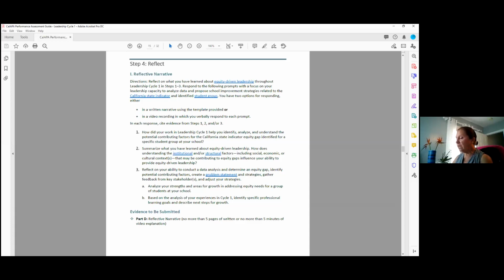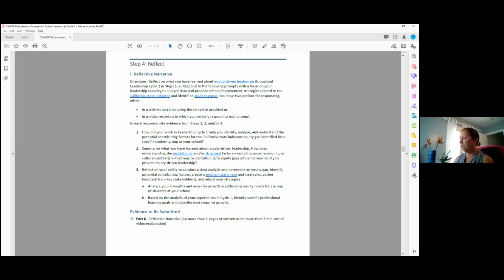And how does understanding those factors, both the institutional and or structural, including social, economic, or cultural, contribute to this equity gap at this school for this group of students? And how does that influence your ability to provide at the school site that equity-driven leadership that is so important?